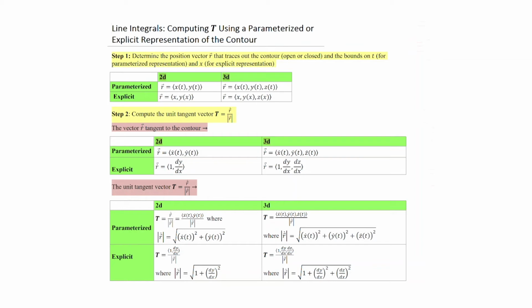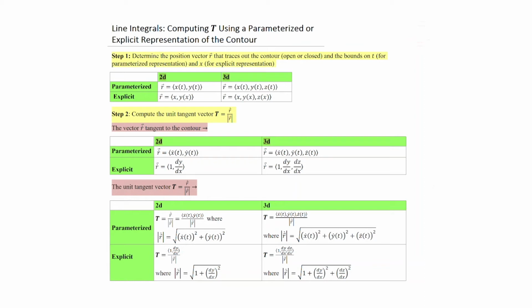So if we take the derivative with respect to x, then for the case of 2D, we end up with 1. That's the derivative of x with respect to x is 1. And the derivative of y with respect to x is dy/dx. And in the second case here, in the 3D case, we also have z components. So you're going to have a dy/dx term and a dz/dx term.